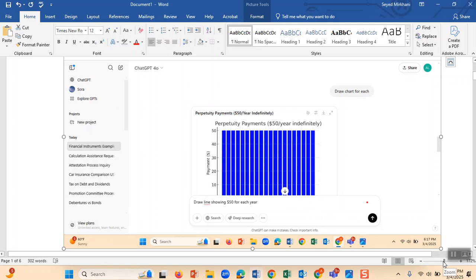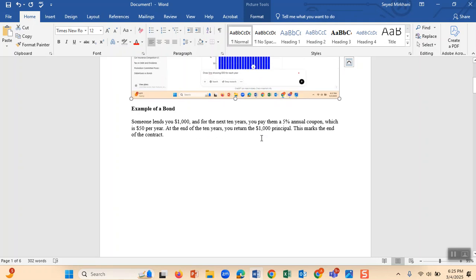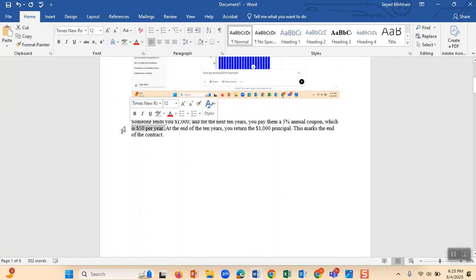Then we come back and look at another case, which is a bond. What is the difference between a bond and a perpetuity? A bond is not a perpetuity. What happens is that someone borrows $1,000 from you and promises 5% a year, which is the same as $50. However, this bond has a contract that will end in 10 years. After 10 years, that person will give your $1,000 back.